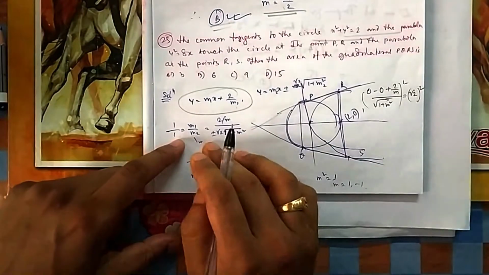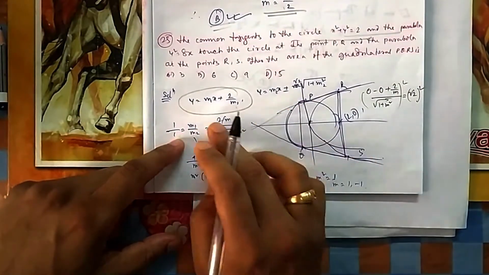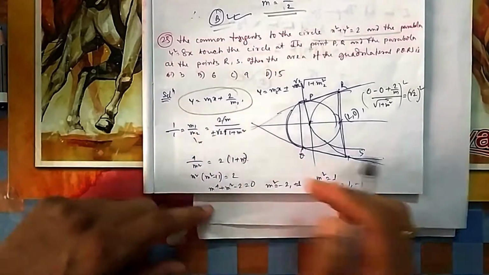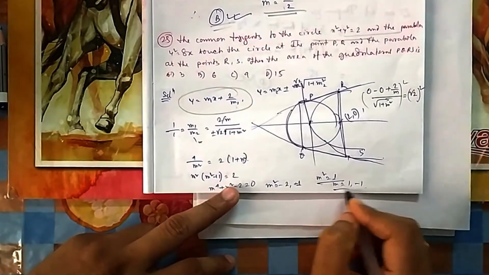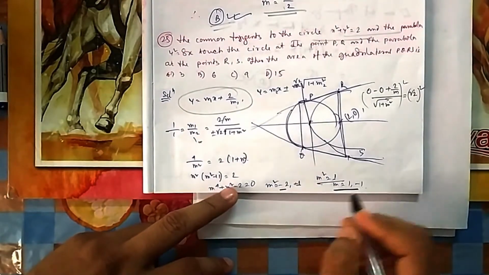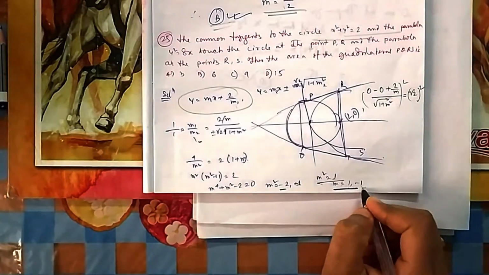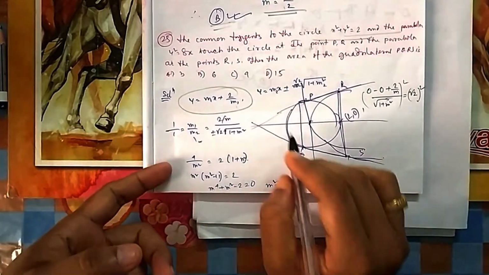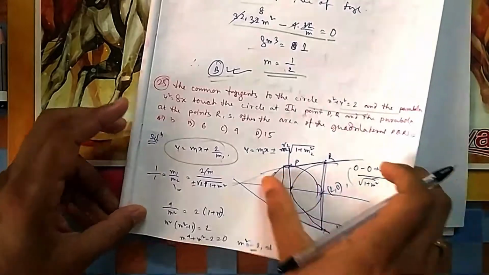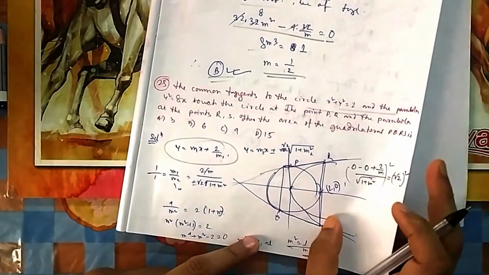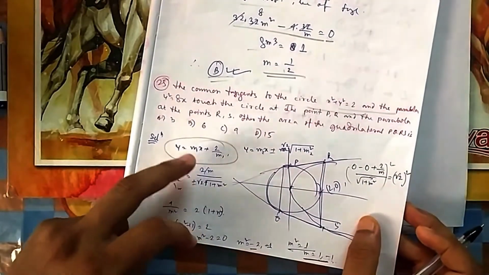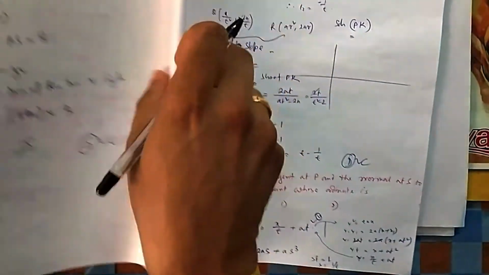Or this one also we have seen, this is the condition of tangency of a circle. Both are the same line, so the ratio should be the same. Either way you can go. So ultimately you will get m square cannot be minus 2, so m is equal to plus 1 or minus 1. So once you know plus 1 or minus 1, then you can know these lines. Okay, if you know this line, then you can find these points also. How? Because you know at what point this tangent touches.